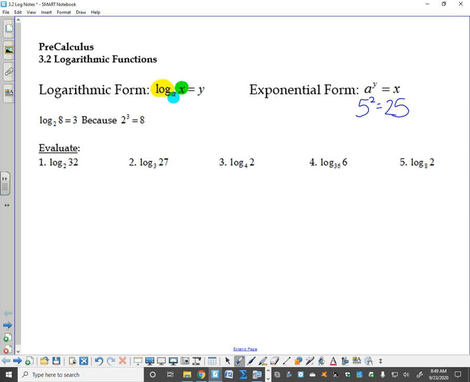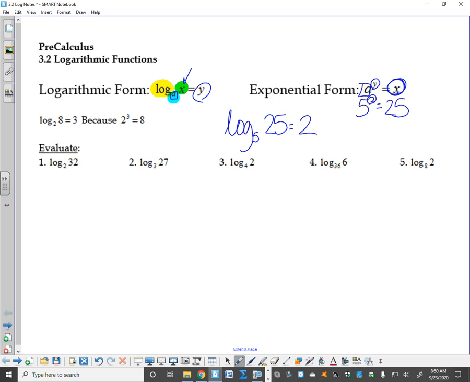Okay, to turn that exponential form into log form, what is being raised to the power becomes the base of your log. What it equals becomes the "of." And the power is the answer. So what logs do is it finds the power.